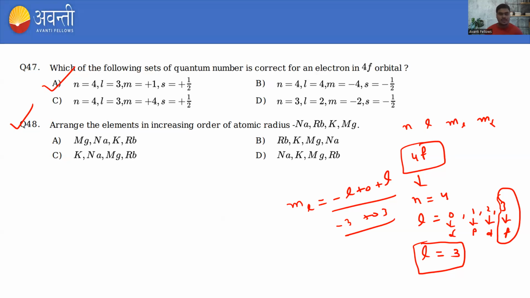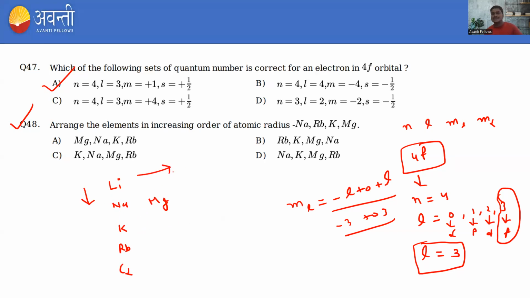So this question is from the s-block. We know that down the group, size increases. So we have lithium, sodium, potassium, rubidium, and cesium, right? And in the second group we also have magnesium.